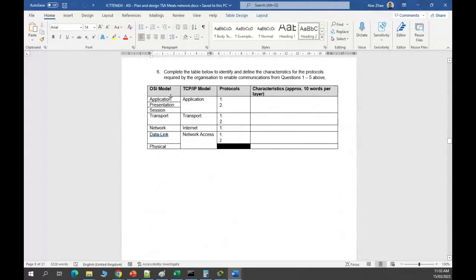If you look at this, you can see that that's the OSI model on the left, and you've got the TCP/IP model in the next column. Then you got some blank columns where you have to fill in. Okay, so 2 protocols at each level here, and a protocol here, and so forth. And obviously, if it's black, it means you don't have to do anything. And then a bit of characteristics of each of the layers.